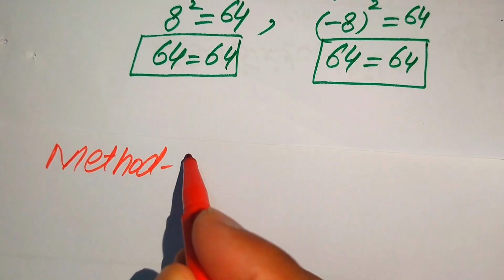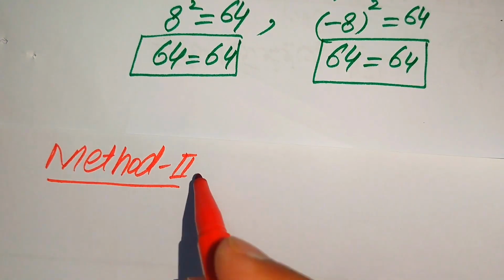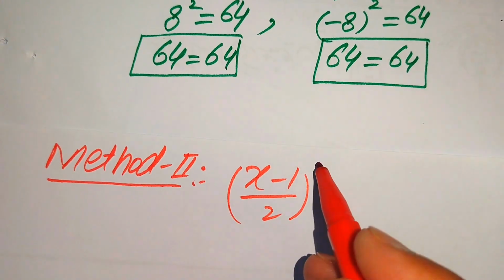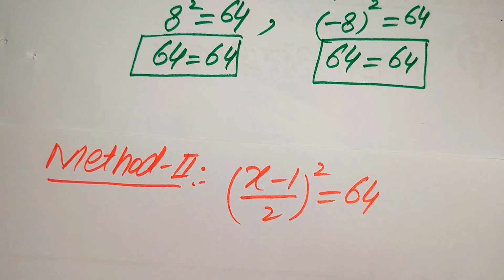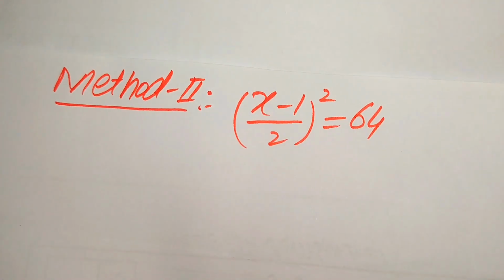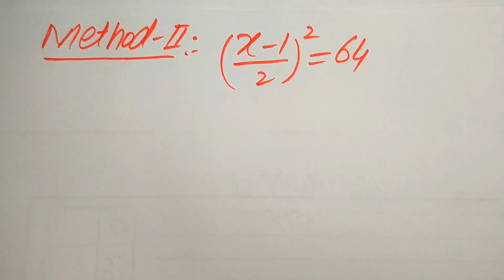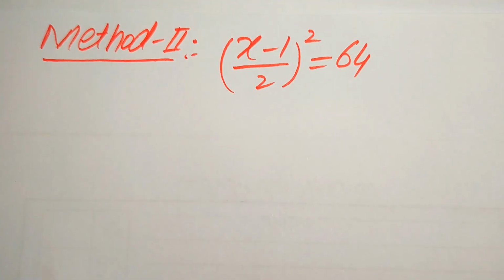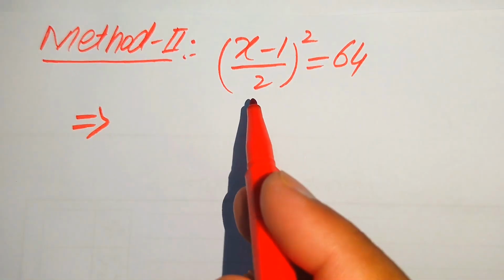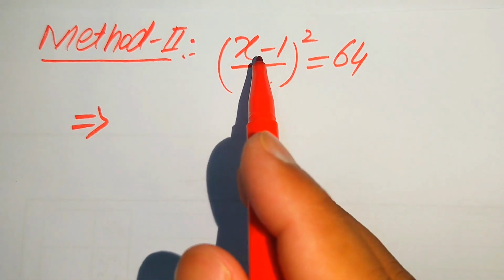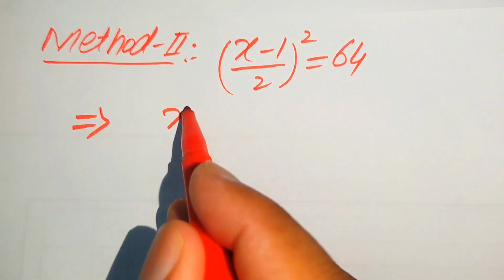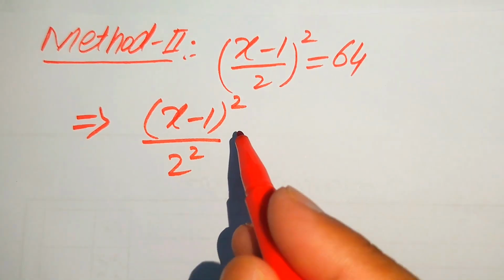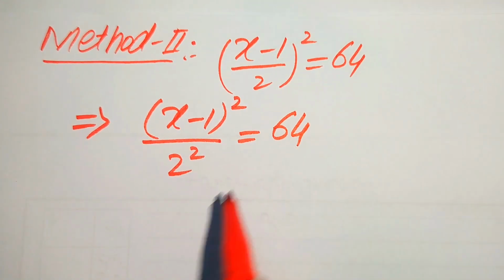So for this we need to copy down the given question statement here, and the given question statement is x minus 1 over 2 whole square is equal to 64. This is our given question statement, and here we solve this problem again by the second method. So in the second method, we first break this square on the left hand side and apply the square separately on numerator and denominator as well. So it will be written as x minus 1 whole square divided by 2 square is equal to 64.